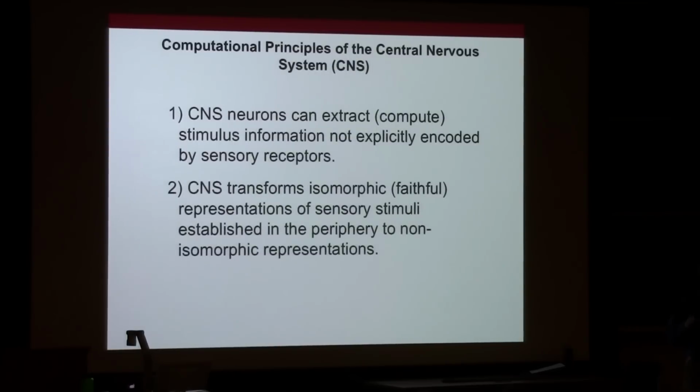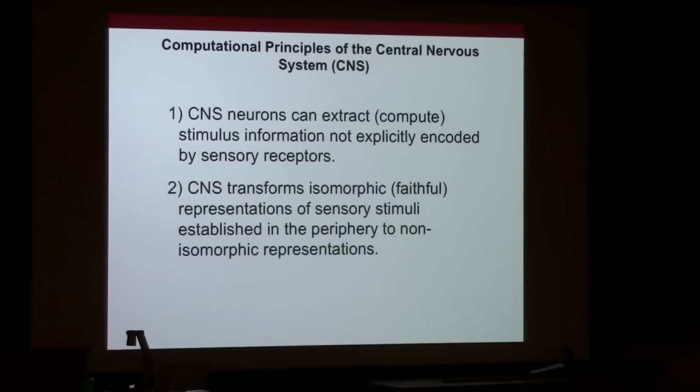I want you to understand and appreciate one concept that I will illustrate with multiple examples. So far, everything we talked about is a representation of physical properties of a sound, its frequency or time structure. There are two properties here that we consider computational principles of the central nervous system. I'm going to go through them here and come back to revisit them. The first property is that central nervous system neurons can extract or compute stimulus information not explicitly encoded by sensory receptors. Second, central nervous system neurons transform isomorphic representations of sensory stimuli, especially in the periphery, to non-isomorphic ones. Now, this sounds awkward, but bear with me.